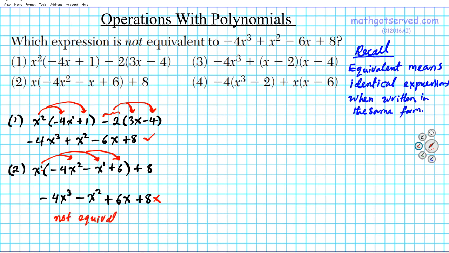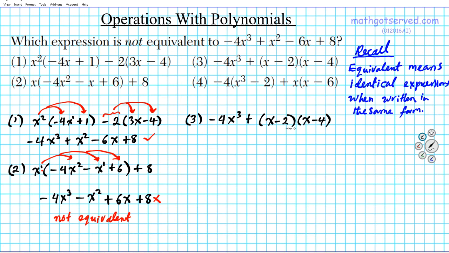All right, so we know what the answer is, but let's go over 3 and 4 just to make sure that we didn't make any mistakes. Options 3 and 4 should be equivalent, right? So we have negative 4x to the third plus x minus 2. It looks like the last 3 terms were grouped together and factored. Let's see if upon expansion of this and writing it in standard form, we get the original, okay?